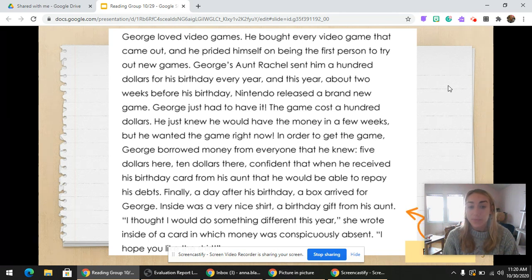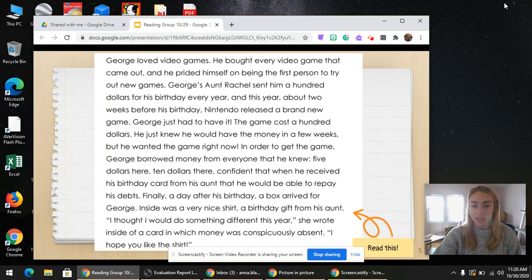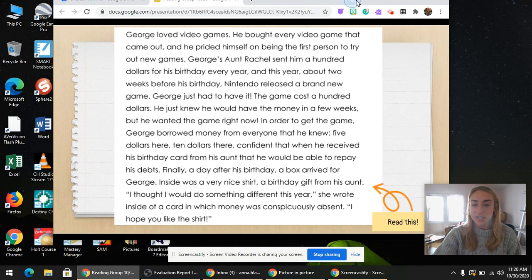In order to get the game, George borrowed money from everyone that he knew. $5 here, $10 there, confident that he would receive his birthday card from his aunt and he would be able to repay his debts. Finally, a day after his birthday, a box arrived for George. Inside was a very nice shirt, a birthday card from his aunt. "I thought I would do something different this year," she wrote, inside of a card in which money was conspicuously absent. So that means money was not there. "I hope you like the shirt."